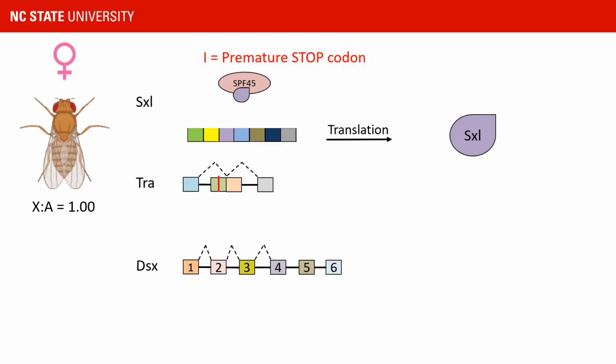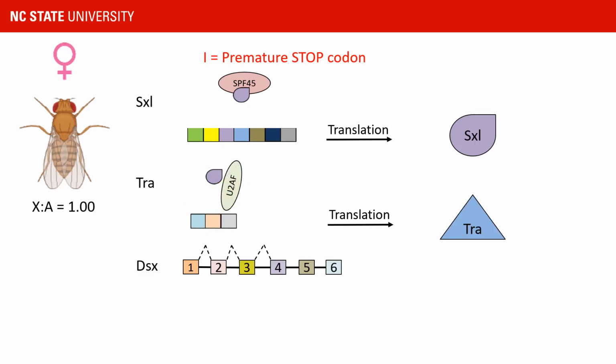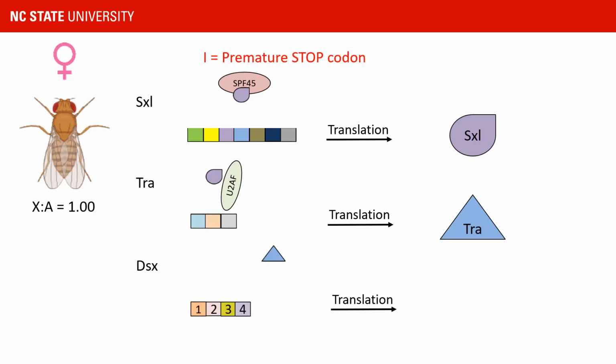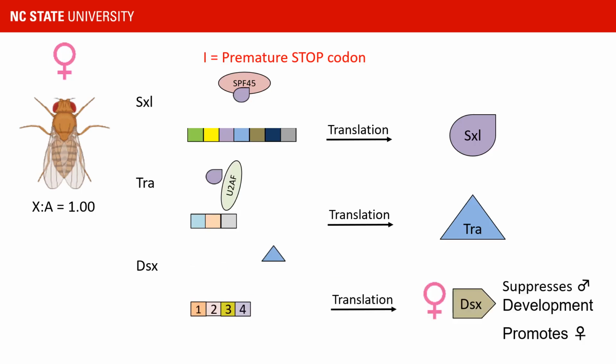Sex-lethal protein also promotes skipping of the stop exon in the transformer transcript by blocking U2AF binding and forcing it to bind at a different splice site. This allows for the production of a functional transformer protein. As a splicing activator, transformer works with other proteins to differentially splice the double sex transcript compared to what is seen in male flies. Splicing after transformer binding results in a double sex transcript composed of exons 1, 2, 3, and 4. This shorter double sex transcript is translated into a female-specific transcription factor that suppresses male development and promotes fly femaleness.